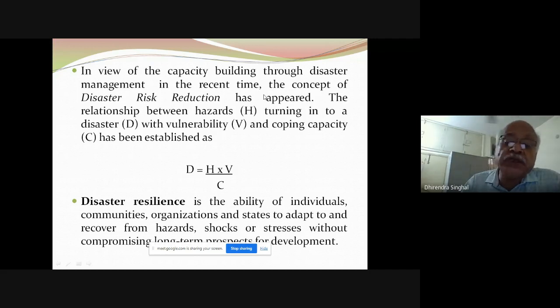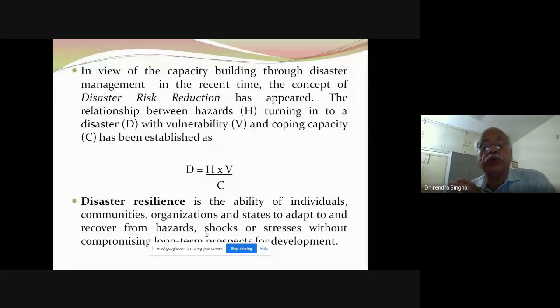Here, coping capacity, that means ki aajkal ki date mein hamara disaster management pe kaafi kaam chal raha hai, to usse hamara losses kam hote ja rahe hain. So that means that is coping capacity. That's why disaster risk reduction, we are going to say H, hazard into the vulnerability divided by C, the coping capacity. Aur agar ye pura ho jata hai kaam, then disaster resilience is the ability of the individuals, community, organization and states to adapt to and recover from hazards. That means hum jab puri tarah se prepare ho jayenge, that means we will say that now we are disaster resistant.